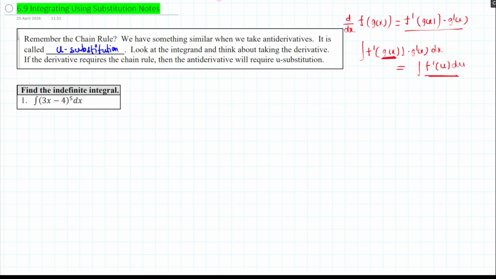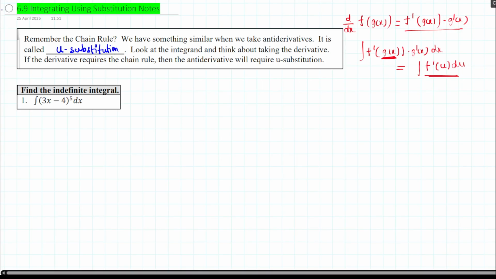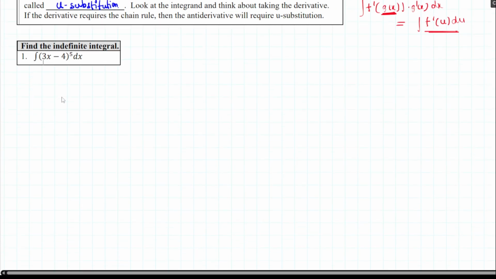So we have something similar when we take the antiderivative. Look at the integral and think about taking the derivative. If the derivative requires the chain rule, then the antiderivative will require a U-substitution, right? Okay. Now let's move to the first problem.